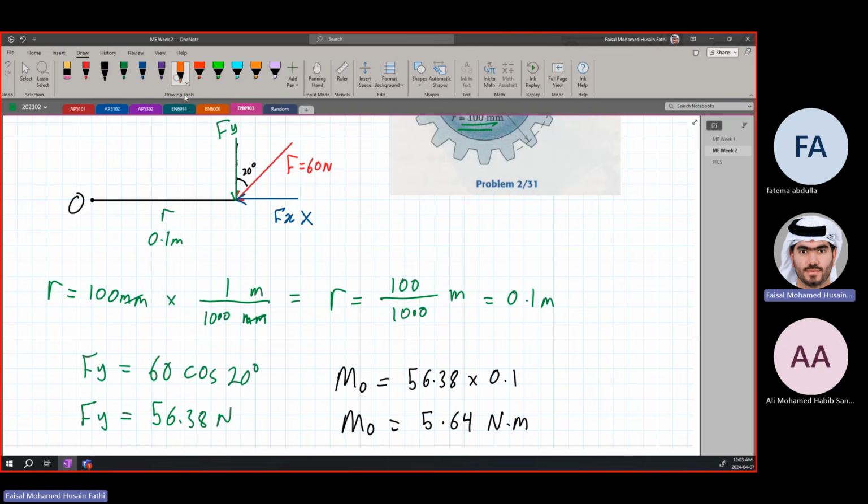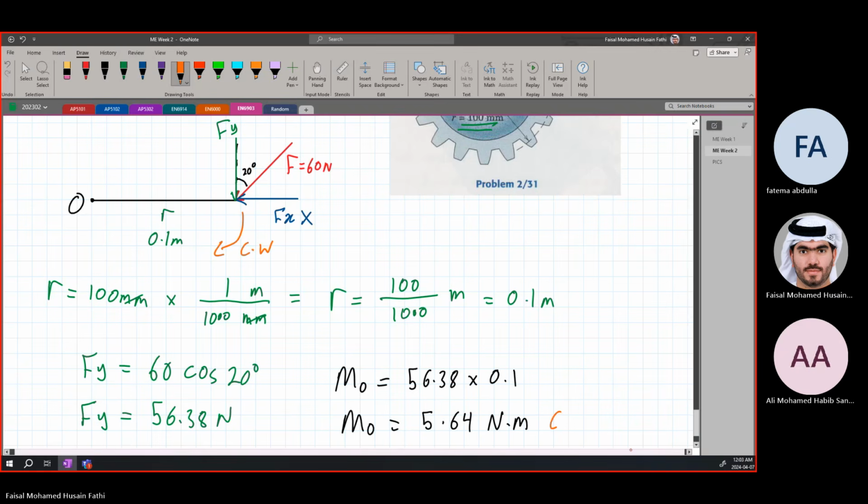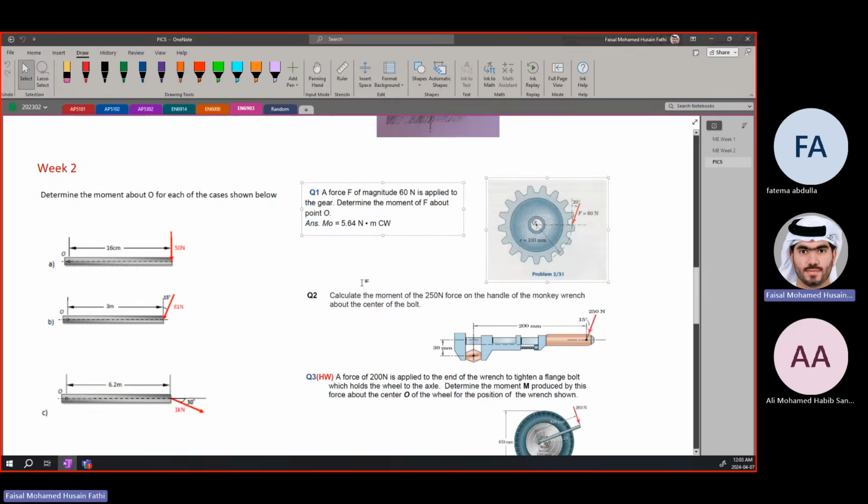What is the direction of this moment? The force is being applied downwards, so the moment is going to be going in this direction. So this is clockwise. So it is 5.64 Newton meters clockwise. All right. Simply, that's how you can find it. It's a very easy question, and it's very direct. Let's go to the next one.